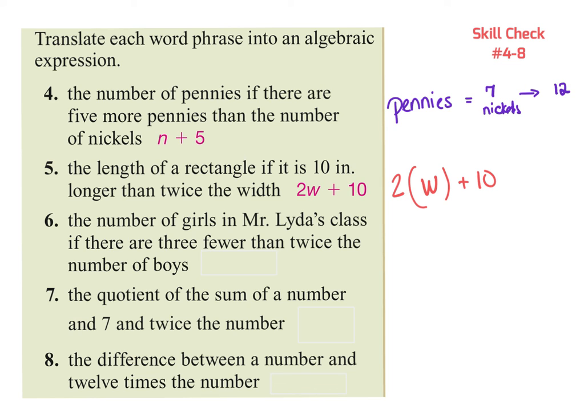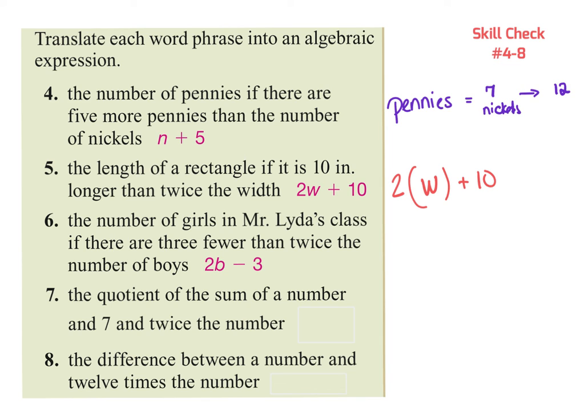Let's look at this one. The number of girls in Miss Lyda's class, if there are 3 fewer than twice the number of boys. Do we know how many boys there are? No, but we're doing 2 things to that number of boys. What are we doing? We're doubling it, and we are subtracting 3, right? So even though we don't know how many boys there are, if we were talking about girls, we would take the boys, we'd double it, and we'd subtract 3. And algebraically, it looks like this. 2 times the number of boys minus 3. 3 less than twice the number of boys. That's what the girls would look like.